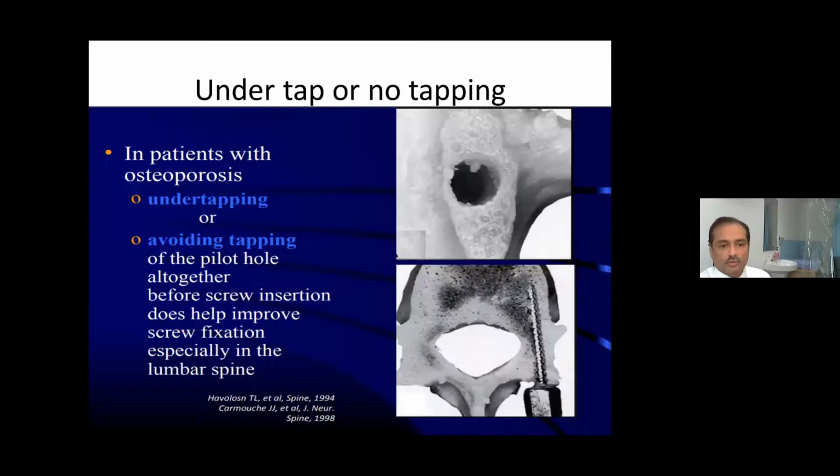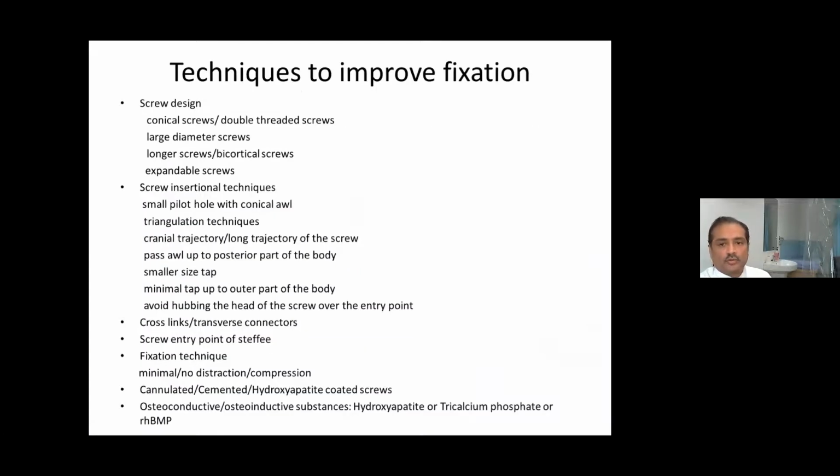Even when you use the bone awl, try to use it only up to the posterior part of the bone. Then the rest you can directly start screwing, because in these patients the bone is very, very soft. Compared to convention, don't try to avoid hubbing of the screw head or the entry point. Very often I use a cross link when the construct is especially long, and you can always use an osteoconductive material like tricalcium phosphate, or sometimes a BMP to aid the fusion.